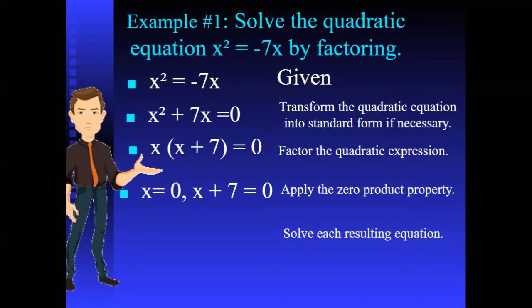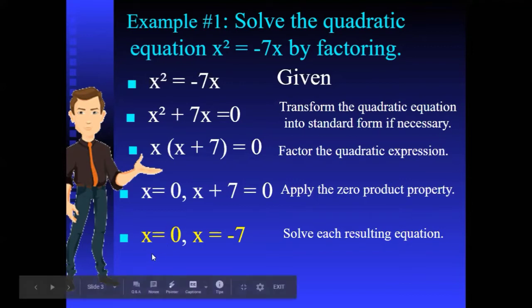And the next step, we need to solve each resulting equation. Because x equals 0 is already solved, and that will be the answer for that. But the other one, x plus 7 is equal to 0. To solve that, our x is equal to negative 7. Yes, and that is our answer: x equals 0 and x is equal to negative 7.